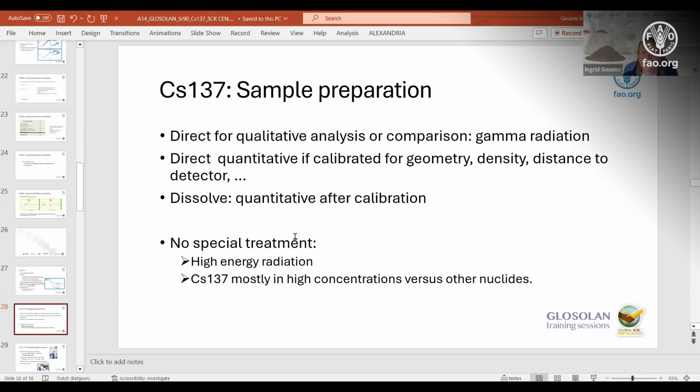For direct quantitative results, you have to calibrate for geometry, for the density of your sample, the distance to the detector. So you can do that for solid material, but it becomes more difficult because you have to really add: this is the geometry of my sample, this is the density of my material, this is how I will measure. So you need to know already a lot about your sample in order to have good quantitative results.